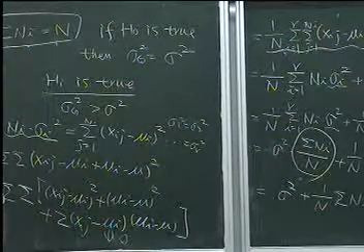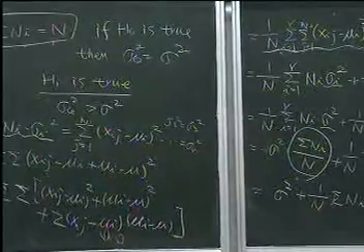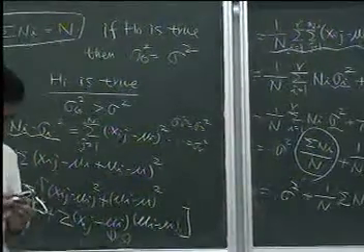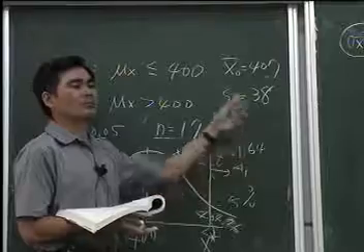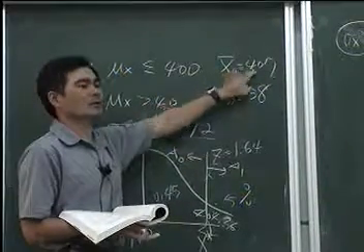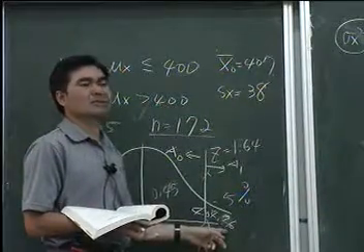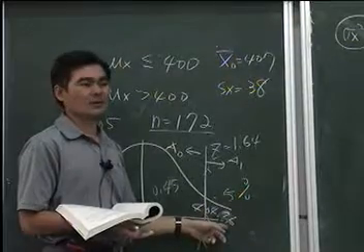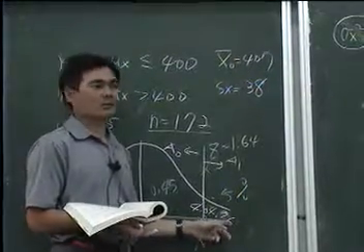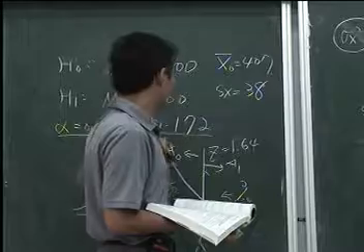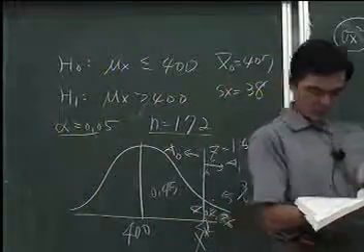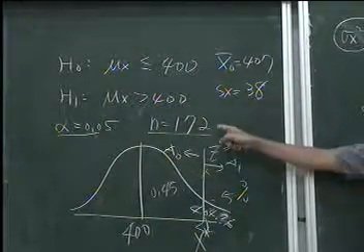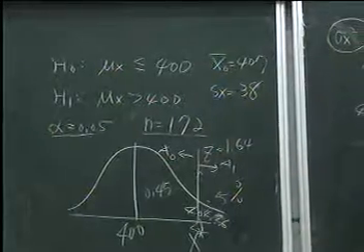What kind of decision will you make? Because this one is still larger than this one, so we still accept H1 and reject H0. So we get back to the question here. This is a larger sample size, so we use the normal distribution.